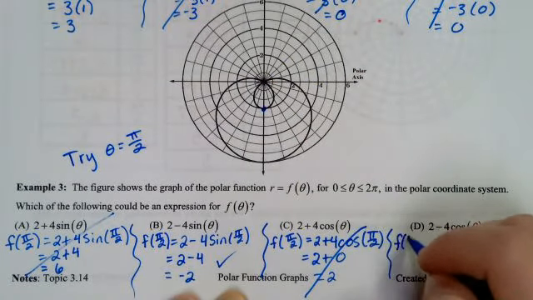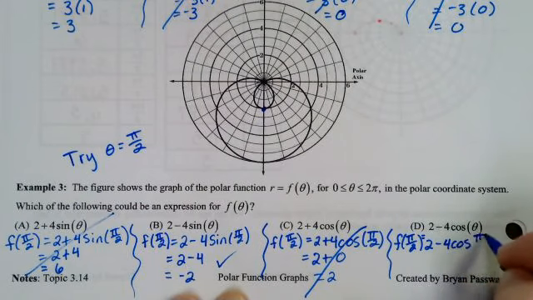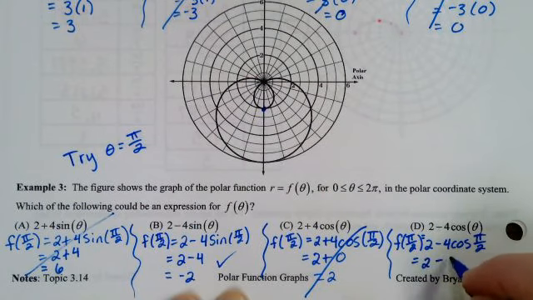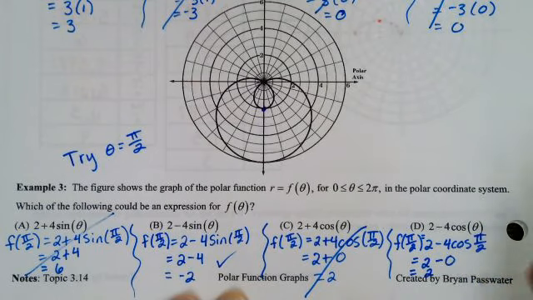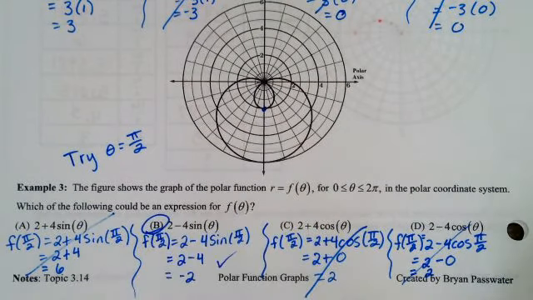f of pi over 2 equals 2 minus 4 cosine pi over 2. Again, cosine pi over 2 is going to be 0. 0 times 4 is 0. So I get 2 again. And we already established that this is not a point on the graph. So the only one where this actually worked was this guy.